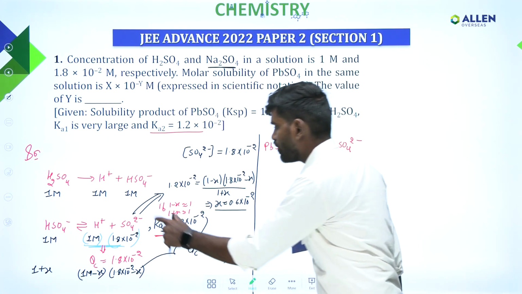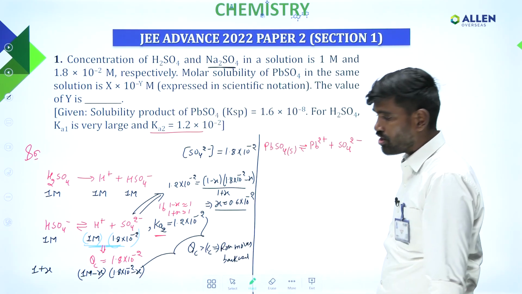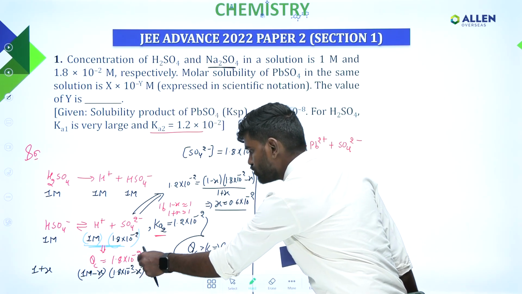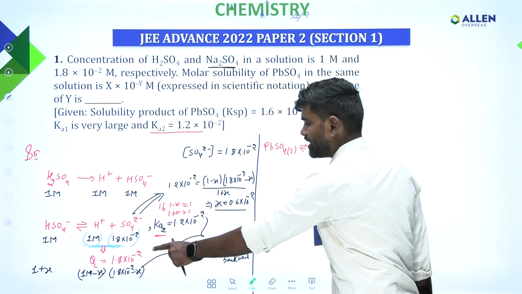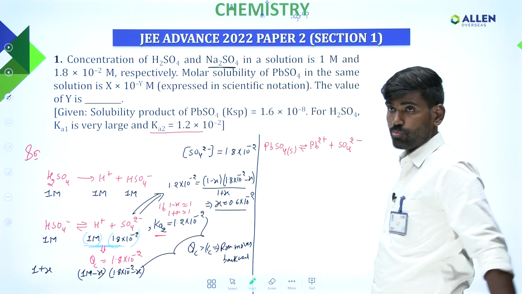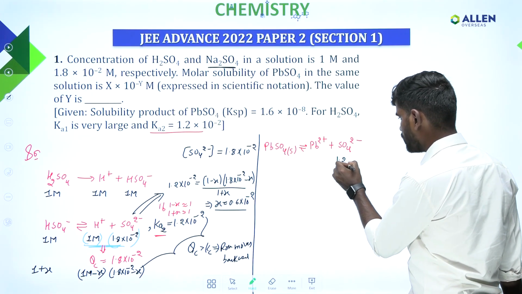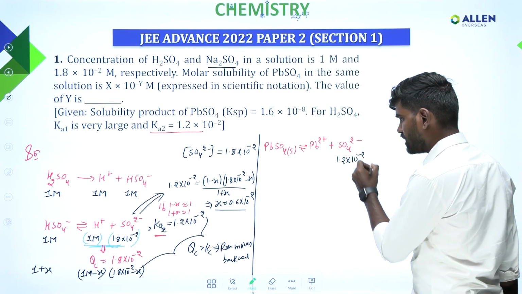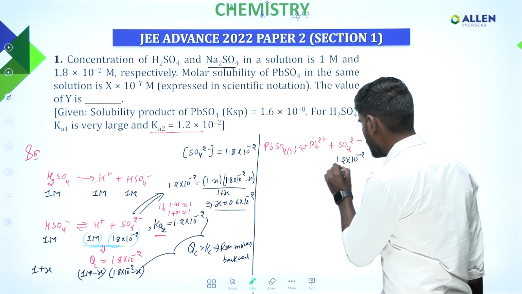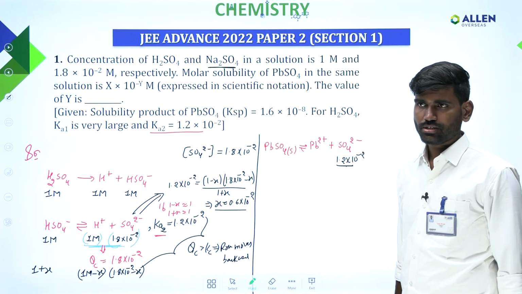So you have got the value of SO4 2 minus, and that value is what? 1.8 into 10 to the power negative 2 minus x, that is 1.8 into 10 to the power negative 2 minus 0.6 into 10 to the power negative 2. So that will be what? 1.2 into 10 to the power negative 2, right? This is the value of sulfate ion in the solution.